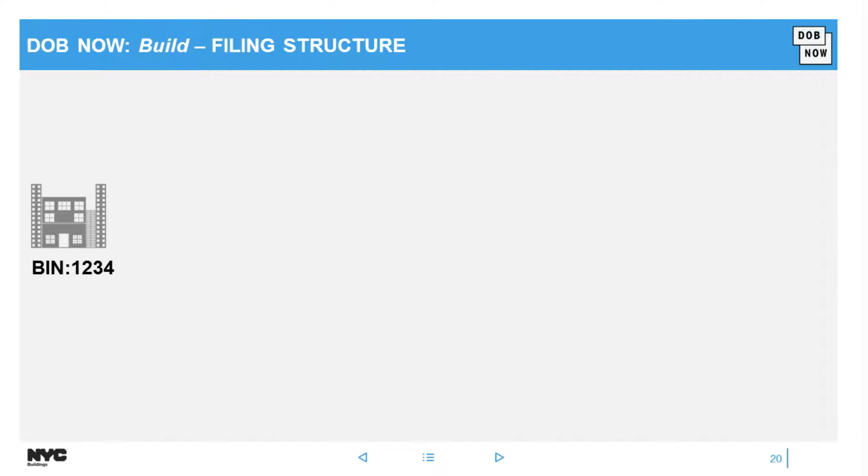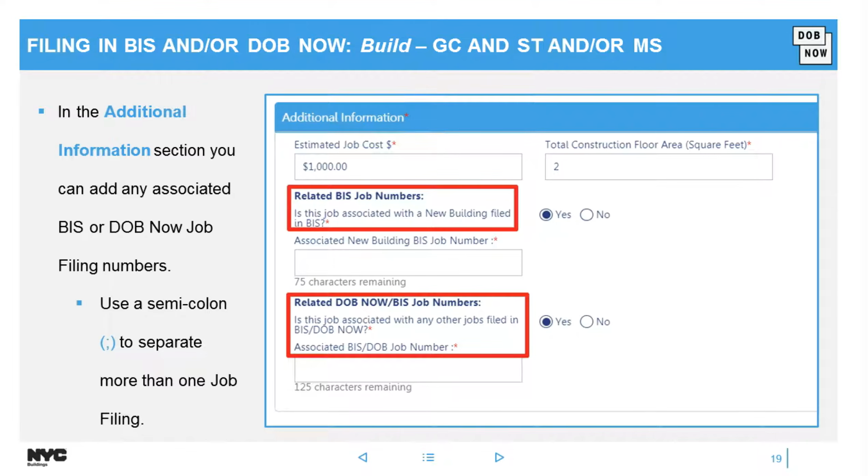So let's talk now about the biggest benefit of using DOB Now, which is adding on subsequent job filings. It works a little bit differently from how you do it today for subsequent. You have to wait until the initial is approved before you can add on an additional work type. However, if you do not want to wait, you could still file it separately. And what you would do, in that same field that I showed you previously, you would add that additional job filing number right there underneath DOB Now: Build related numbers. You could add that number there as well if you do not want to wait.